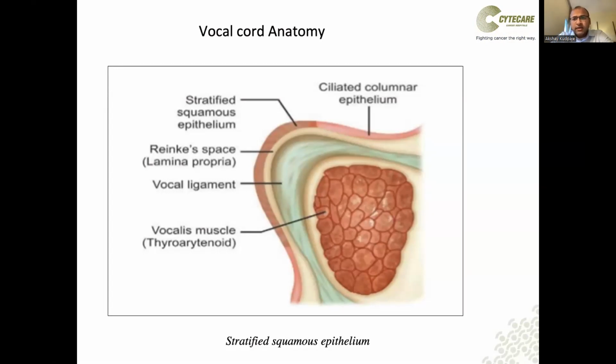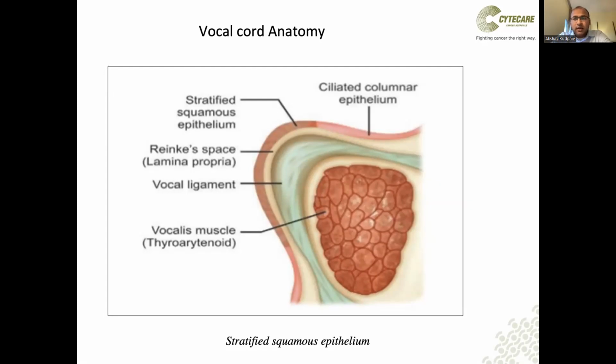Anatomically, it's a very layered structure with each layer acting as a barrier for tumor spread. Below the epithelium, the vocal cord has the lamina propria. The superficial lamina propria is called the Reinke space. Deep to the Reinke space, you have the intermediate and the deep lamina propria, which condenses to form the vocal ligament, deep to which is the vocalis muscle, which is a part of the thyroarytenoid muscle. This has very sparse lymphatics.